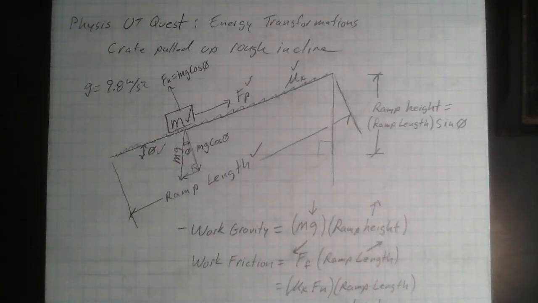University of Texas Quest energy transformation problem. Crate pulled up a rough incline. Okay, this is a good problem talking about work, force times distance. This is what we're given.